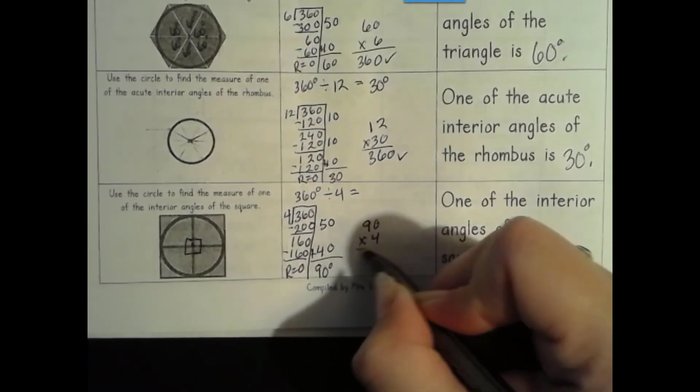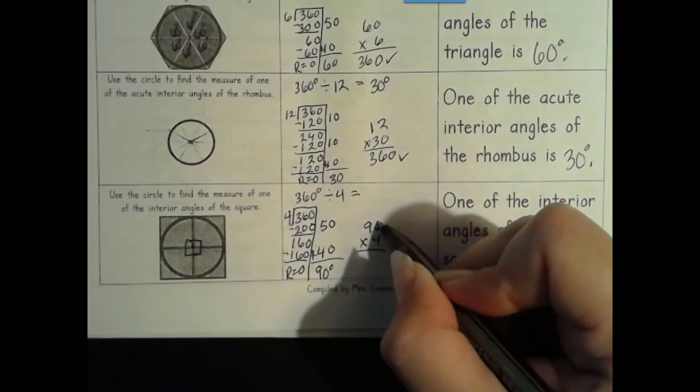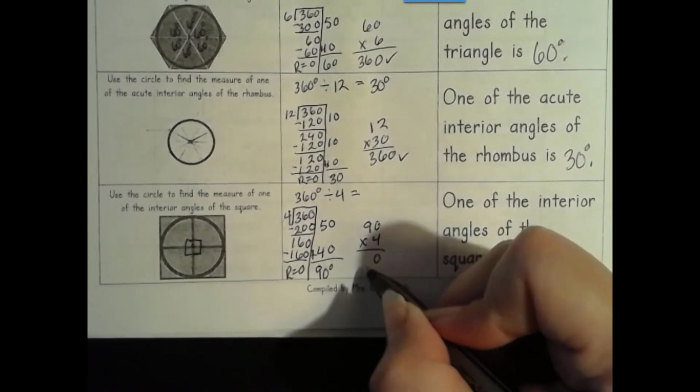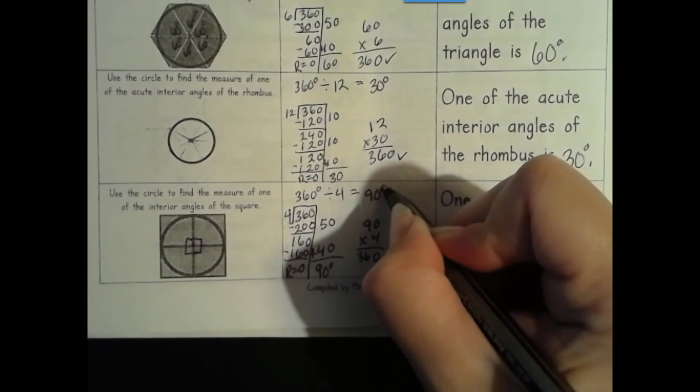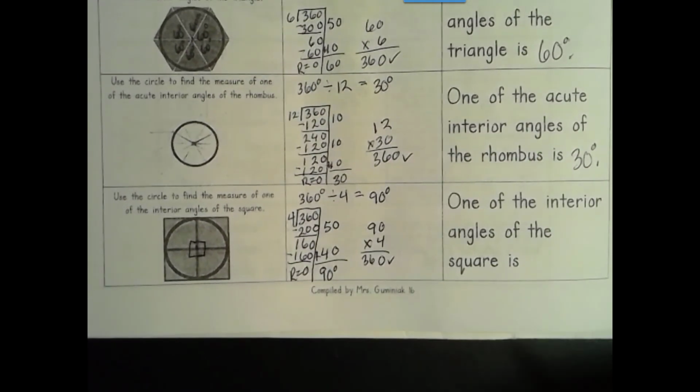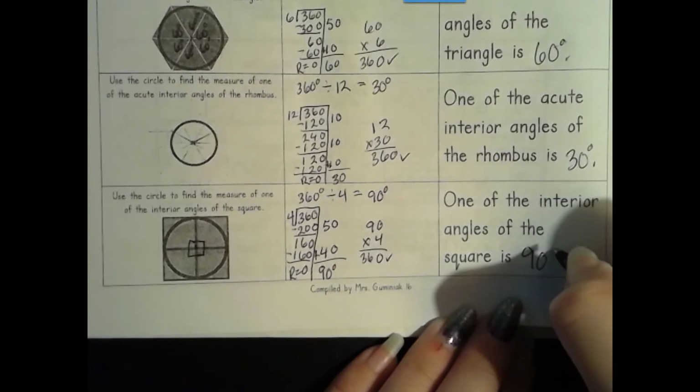Divisor times quotient plus remainder. 4 times 0 is 0. 4 groups of 9 tenths is 36 tenths. So one of the interior angles of the square is 90 degrees.